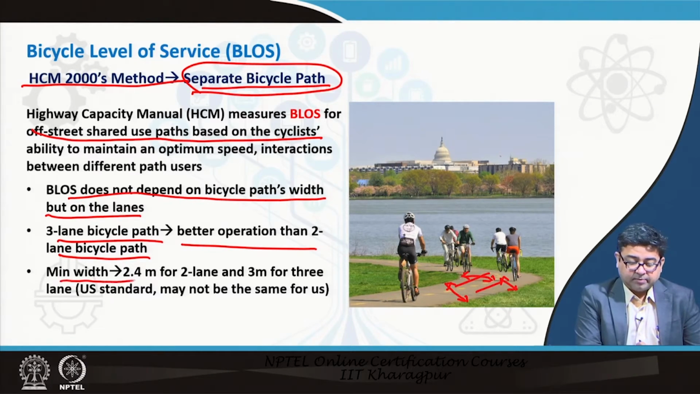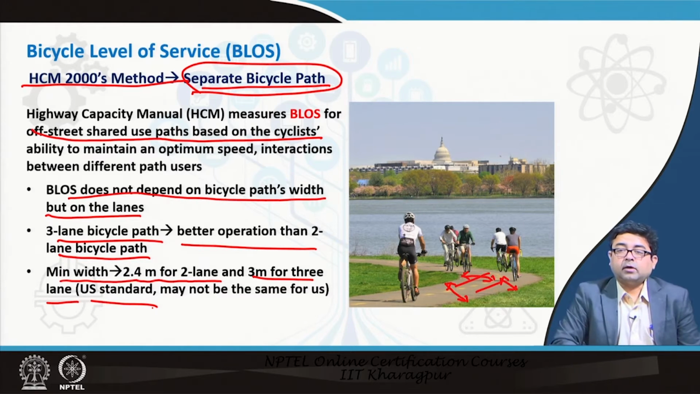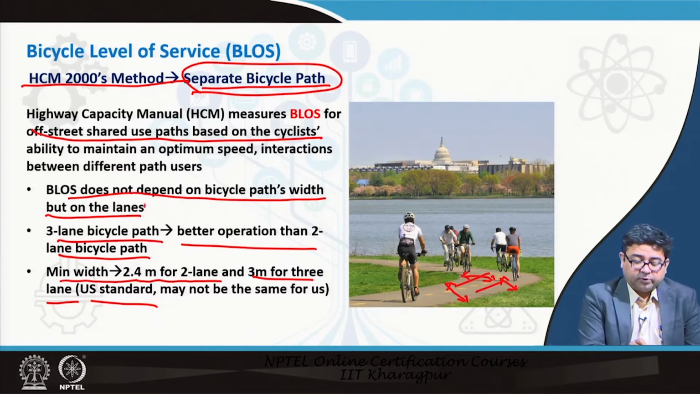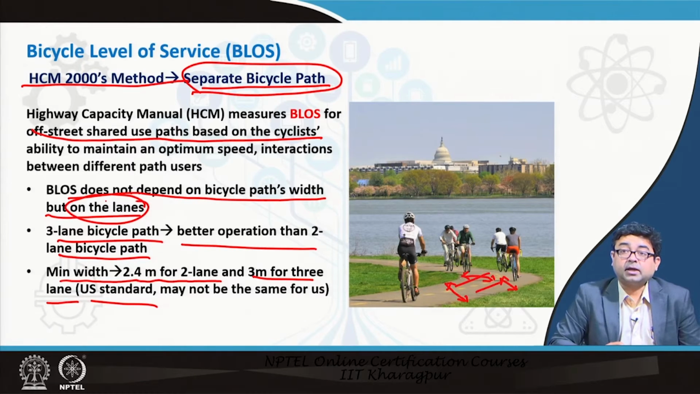HCM 2010 says that a minimum of 2.4 meter for a 2-lane and 3 meter for a 3-lane should be used. Again, these are USA standards. So, we can have our own standards in India as well, based on our conditions, bicycling behavior and available space in our urban areas. But the point to remember is you have to set a standard width. The width has to be there, but within that width, the more important thing is you have to have dedicated lanes, or demarcated lanes.